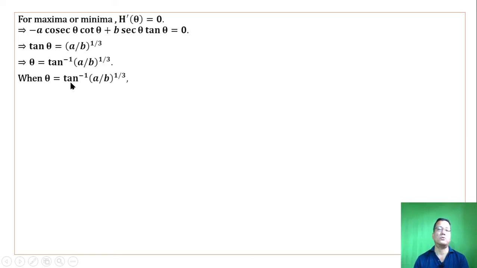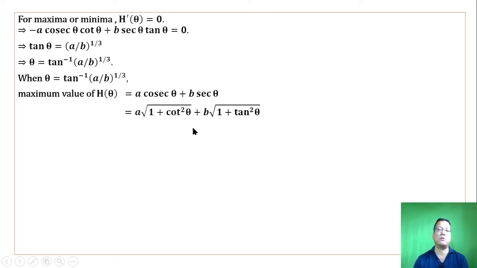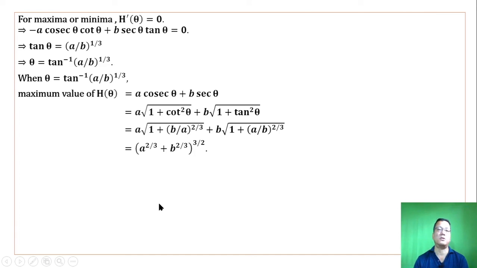When theta equals tan inverse of (a by b) whole to the power 1 by 3, the minimum value of l theta is given by this. Substituting the value of theta into cosec theta and sec theta, and simplifying, we get the result.